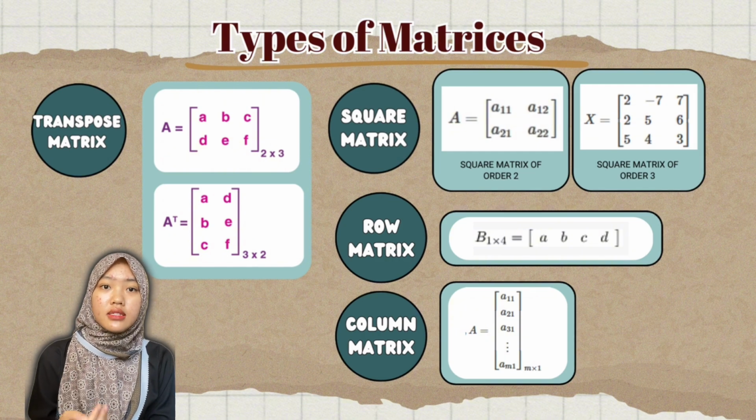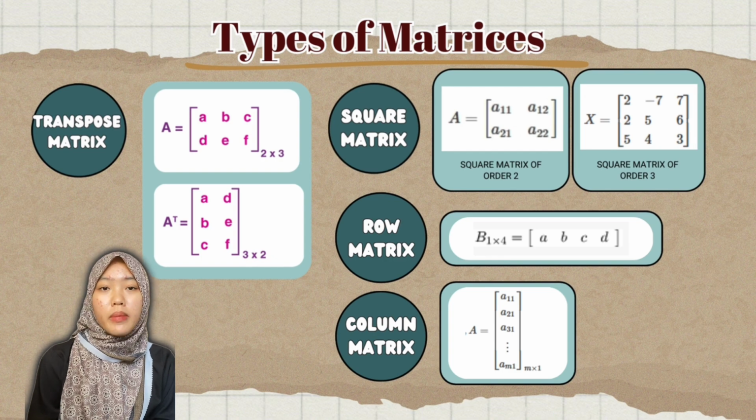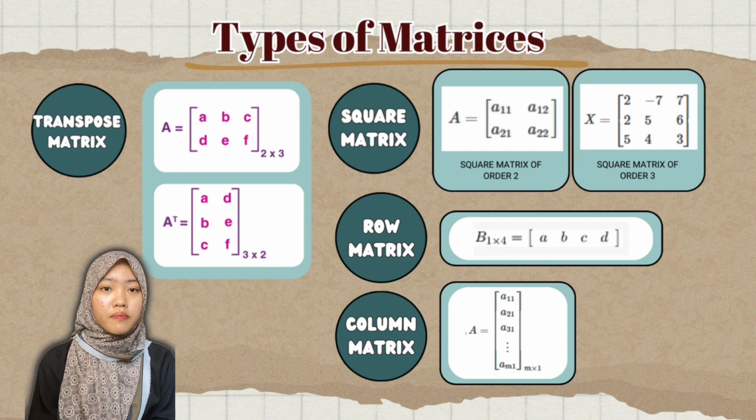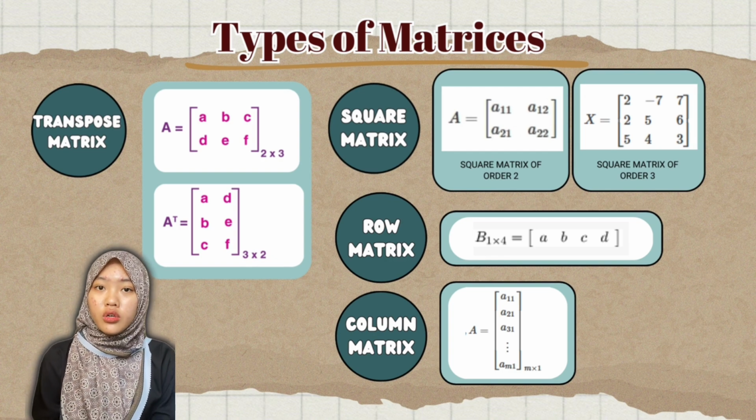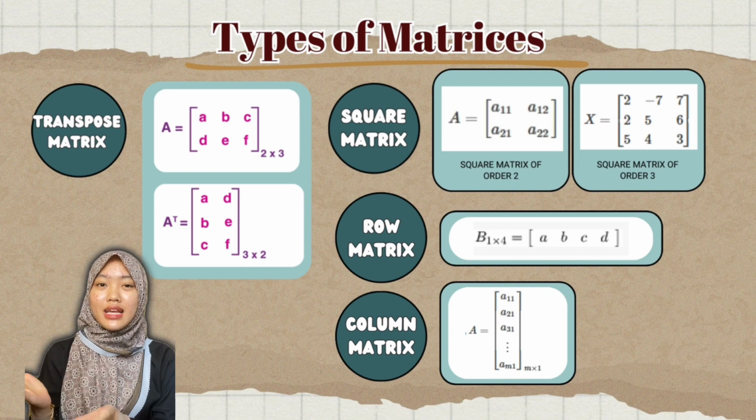The square matrix, as the name suggests, has an equal number of rows and columns. Hence, the order of a square matrix is of the form n times n. Here we have an equal number of 3 rows and 3 columns, and also an equal number of 2 rows and 2 columns of matrix in this example.